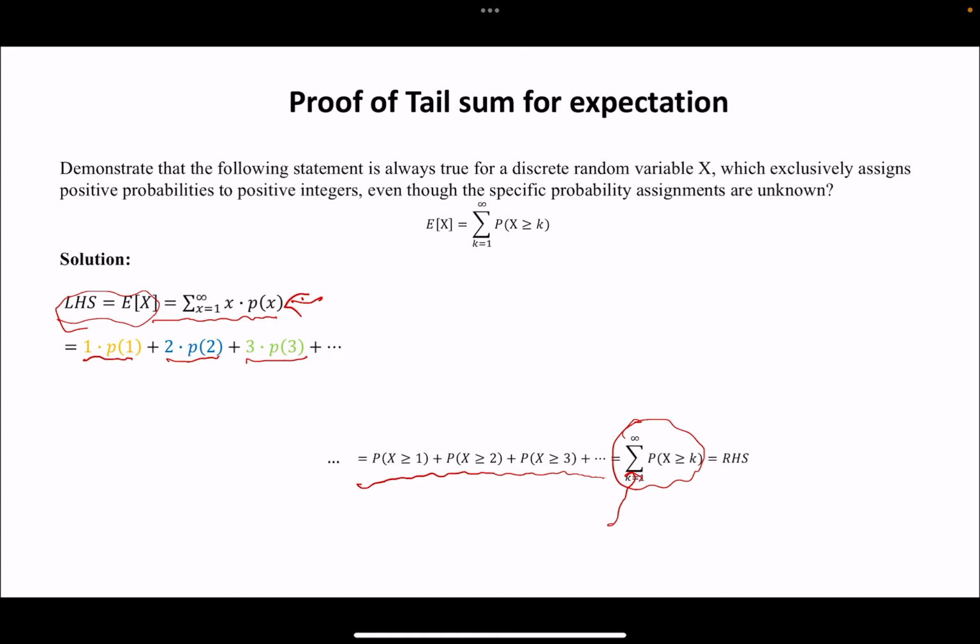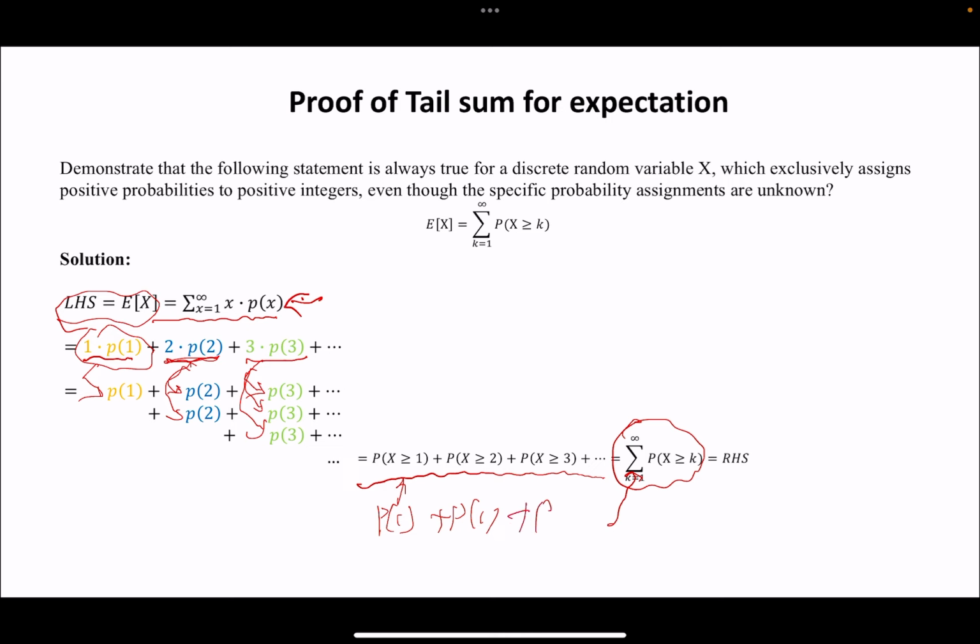Now let's observe a little bit. We can easily expand this into different terms. For the first one, we only have one copy of p1, hence we only have one p1. For the second term, we have two copies of p2, hence we can split into 2. And for the third term, we have 3 copies of p3, hence we can split into 3. Then we sum them together, and it is the same. The reason we want to do that is that on the right-hand side, the probability of X greater or equal to 1 is nothing but p1 plus p2 plus p3 until infinity.